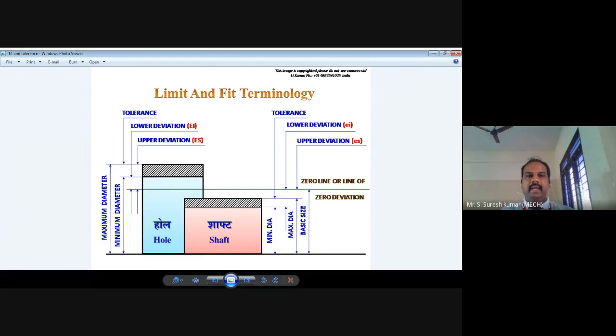So this is the diagram for fit and tolerances. The terminology used in fit and tolerances, the important terms, are given in the diagram. So the first one is basic size. What is meant by basic size?